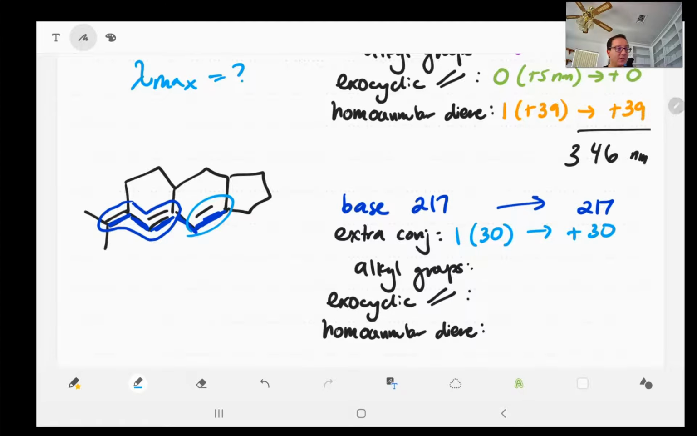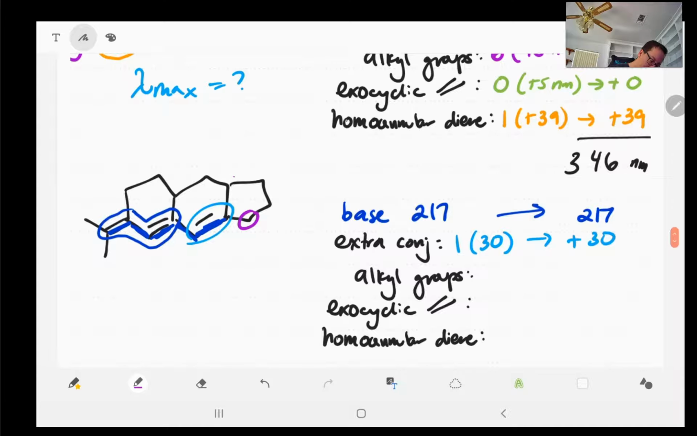Now we want to go ahead and do those alkyl groups. So everything connected to the dark blue line is what we're looking at here. So we've got these two. We've got this one. We've got, and these last three here. So all the carbons that are connected to our dark blue chain of conjugation. 1, 2, 3, 4, 5, 6 of those. Each of those gives us plus 5, so that's plus 30 from the alkyl groups.